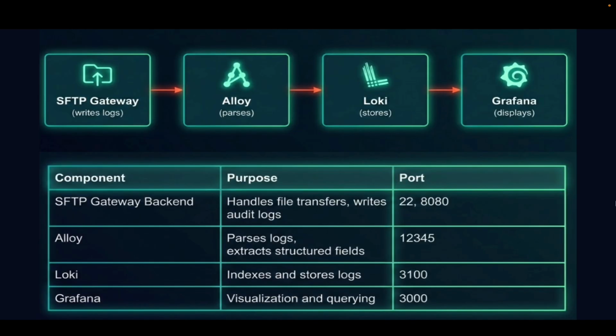Before we dive in, let's understand what we're building. Here's the data flow. SFTP Gateway writes audit logs for every action: logins, uploads, downloads, disconnects. Alloy picks up these logs, parses out useful fields like username, IP address, and bytes transferred. Loki stores and indexes everything, and Grafana lets us visualize and query it all.